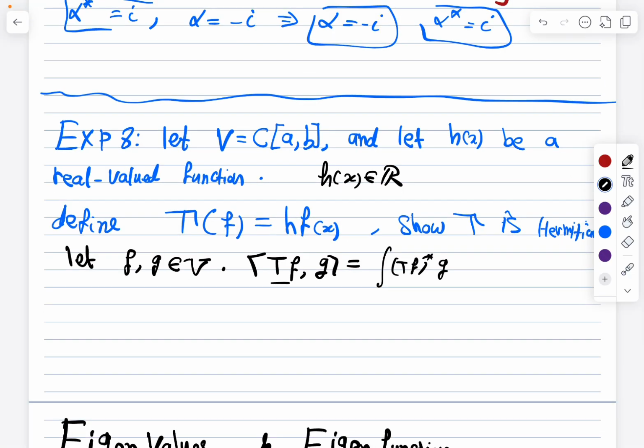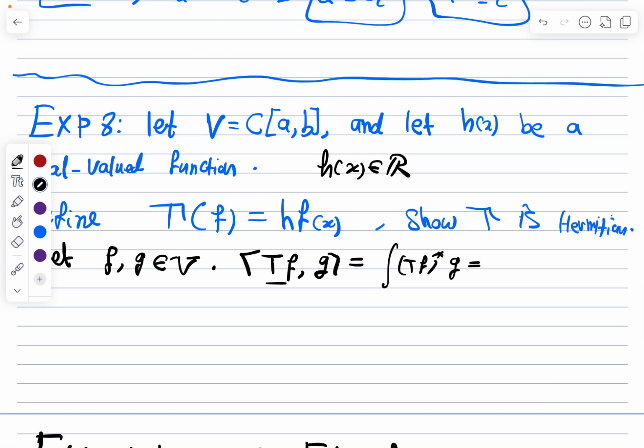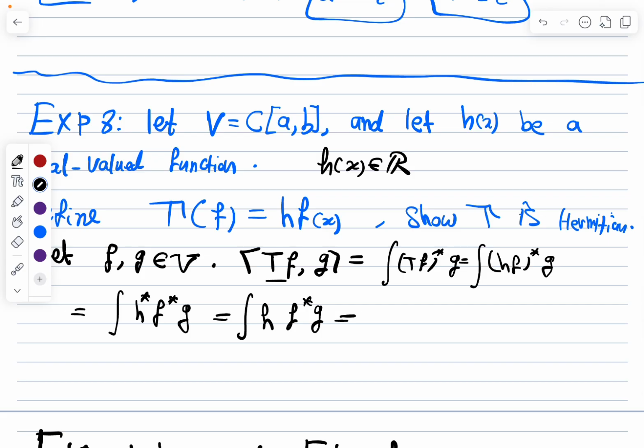And that is equal to the integral of the conjugate of Tf. What is Tf? It's basically multiplying H by f, and you take the conjugate, times g. Now let's distribute the conjugate, so we'll have H conjugate, f conjugate, g. But we know that H is real, so H conjugate is equal to H itself, and we have f conjugate g. Now, since they are functions, they commute, so I can move H to put it here. So it's equal to f and Hg.